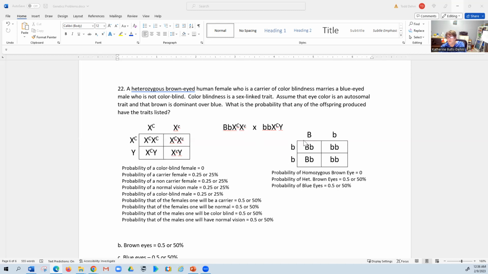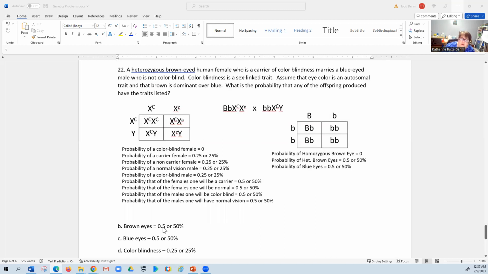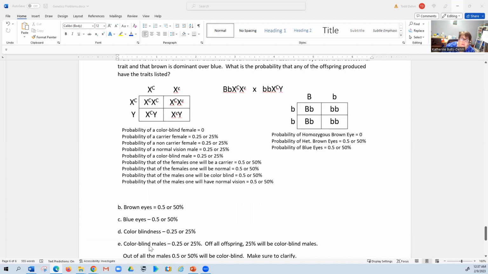So when you look at this, the probability of homozygous brown eyes is 0, heterozygous brown eyes 50%, and homozygous blue eyes is 50%. So then what about the probability of brown eyes? 50%. The probability of blue eyes, 50%. The probability of color blindness, 25%. The probability of colorblind males.